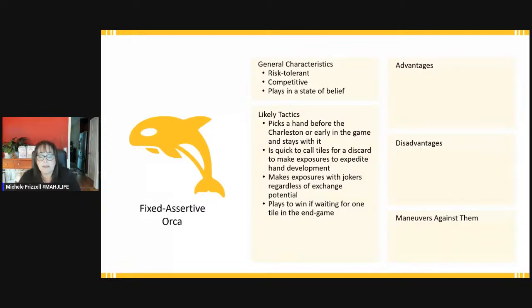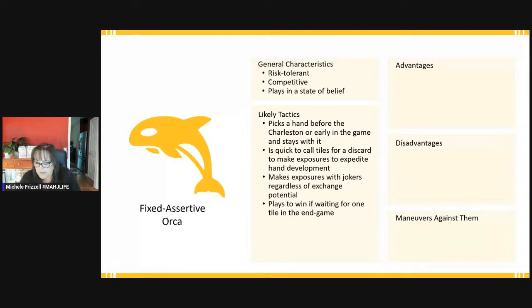Typically, they'll pick a hand in the Charleston or very early in the game, especially if they already made an exposure early. That make it work moment. They may pick a hand then or shortly thereafter. They're quick to call tiles for discard to make exposures to expedite hand development. They make exposures with jokers regardless of joker exchange potential. They play to win if waiting for one tile in the end game.